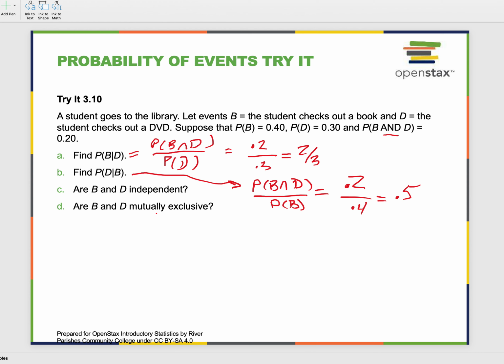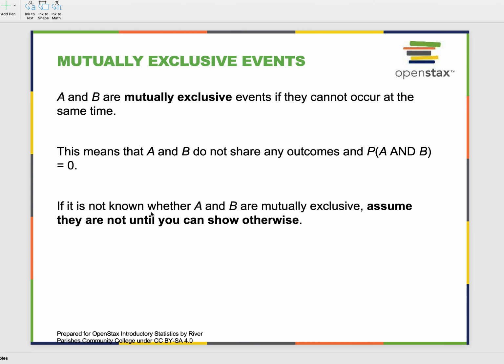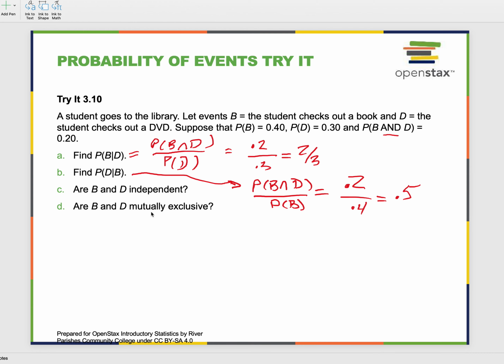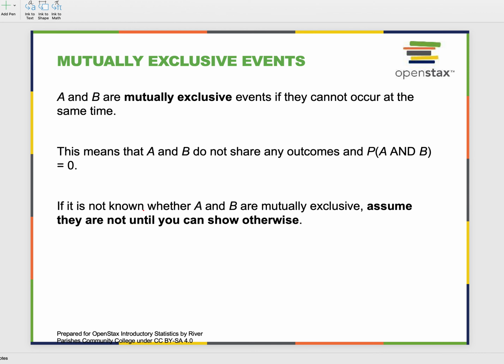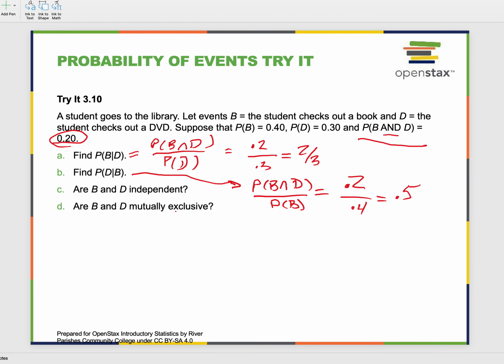Are they mutually exclusive? Well, I don't know, what was our definition of mutually exclusive again? The probability of A and B is 0. Well, the probability of A and B, they told us right here. The probability of A and B is not 0. So they are not mutually exclusive. So the answer to this is no.